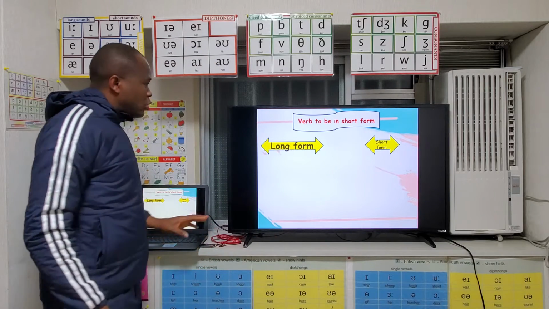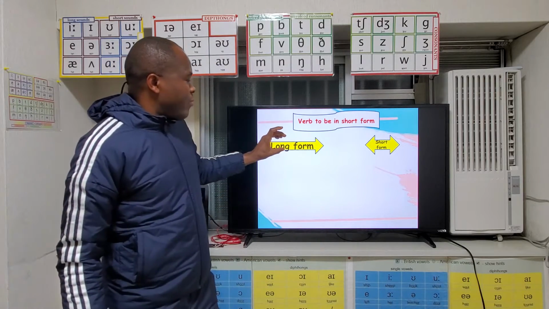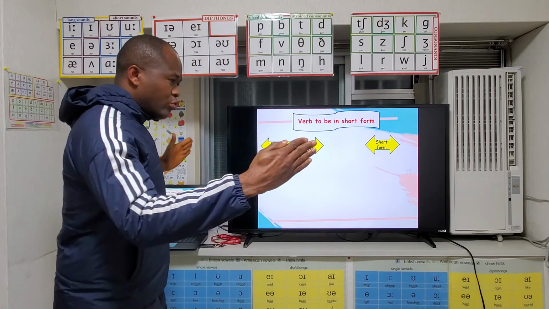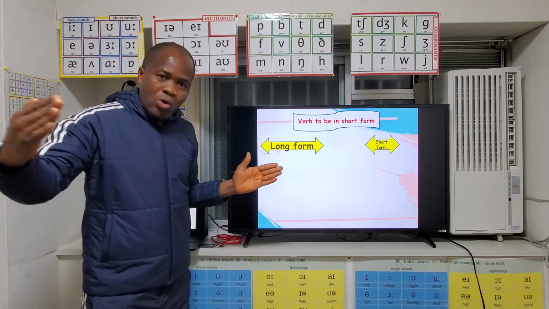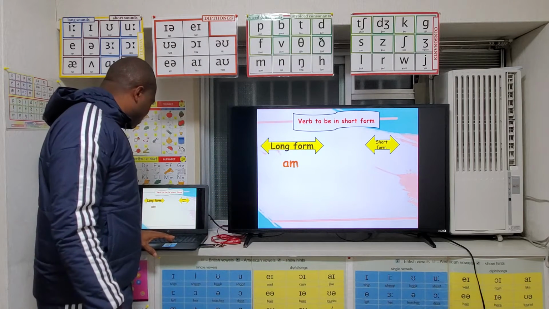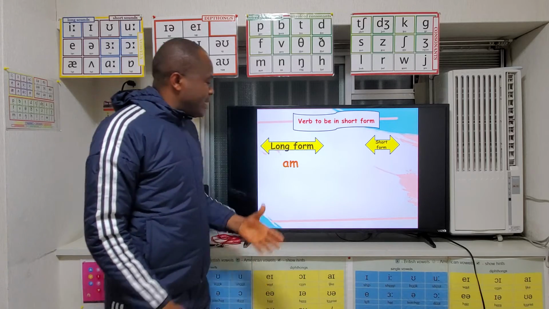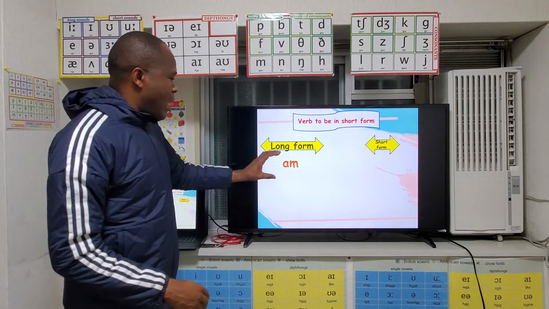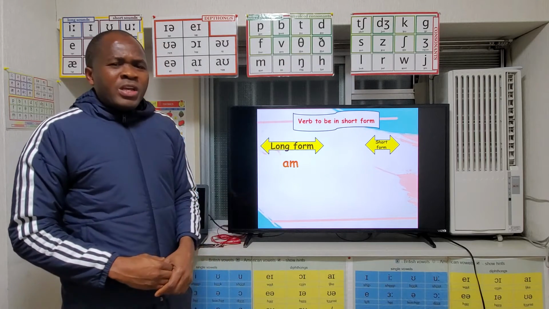So let's continue. Now we are going to look at the long form of the verb to be against the short form of the verb to be. Long, short, long, short. Let's kick-start. Well, the first thing that we have here is am. How do we make the short form of am? This is a long form.